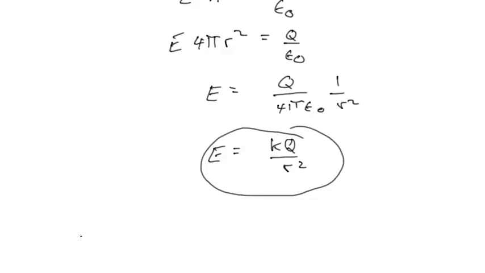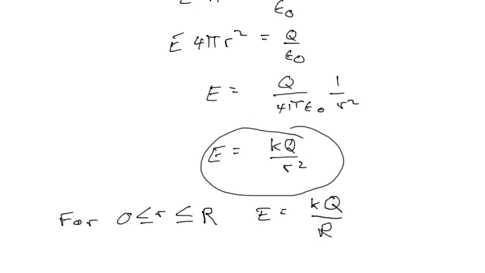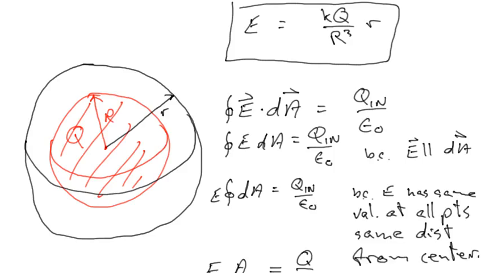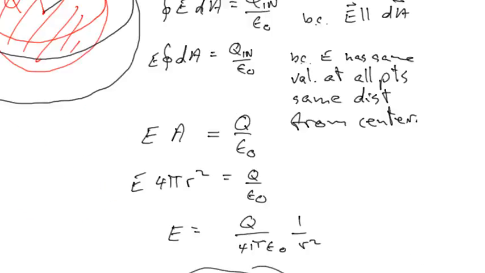So for r greater than or equal to 0 and less than or equal to capital R, E is equal to, I think I'm going to have to look at it, but something like K Q over R cubed times little r. Let's take a look. K Q over R cubed times little r.